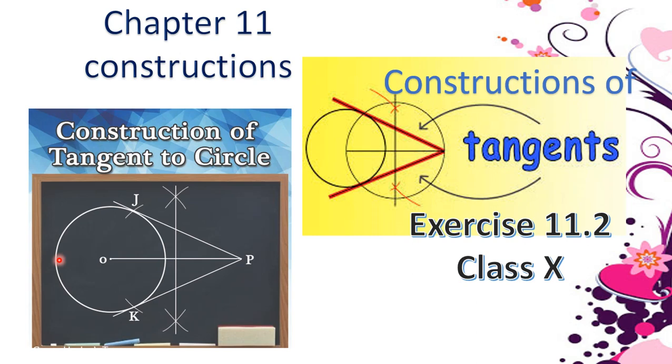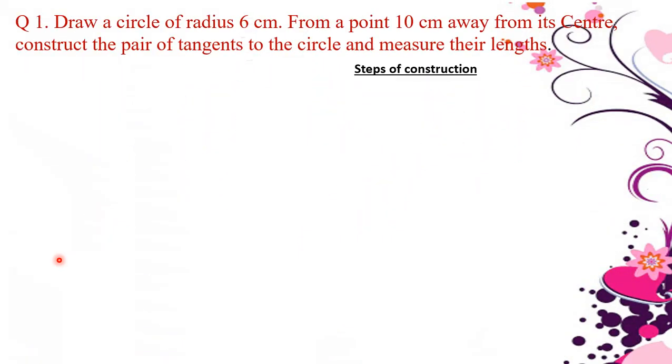Students, in this session we are going to construct the tangents to a circle. Chapter number 11, Constructions, Exercise 11.2, class 10th. So let's start. Question number 1: draw a circle of radius 6 cm from a point 10 cm away from its center. Construct the pair of tangents to the circle and measure their length.